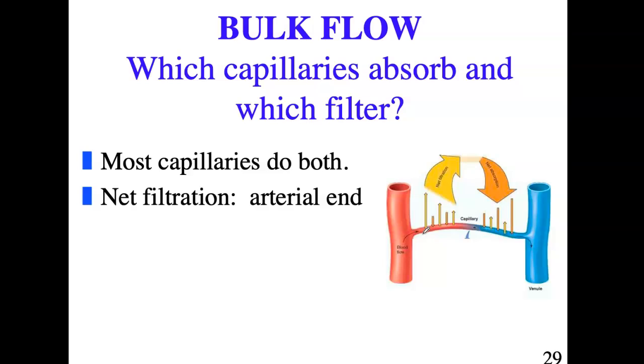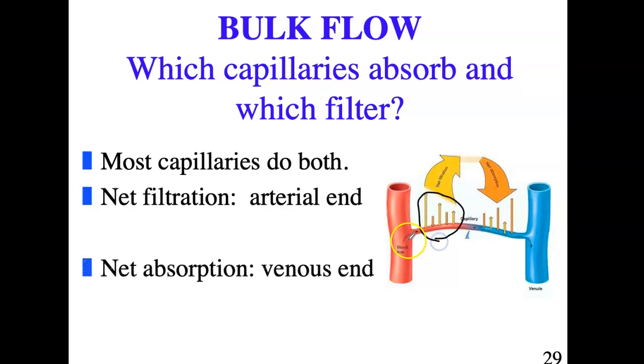So the net filtration, this is very interesting, is going to occur at the arterial end. So more filtration is going to be happening. It's going to go in both directions. Some is going to come in, some is going to go out. But really, the overall net filtration is going to be at this arterial end. You notice at the end closer to the artery. And the net absorption is going to be on the venous end. So can you think why that is?